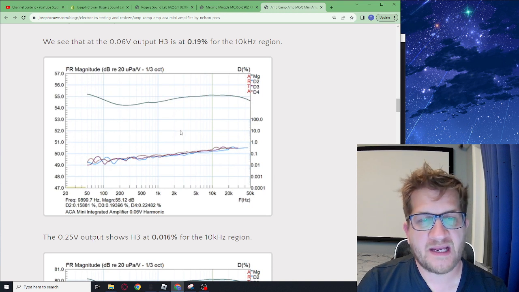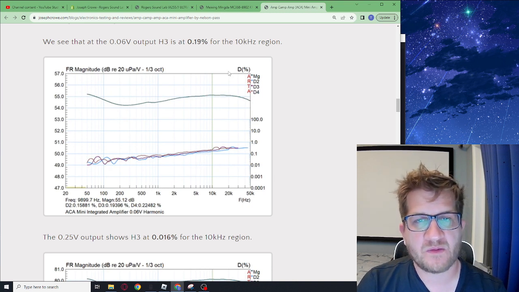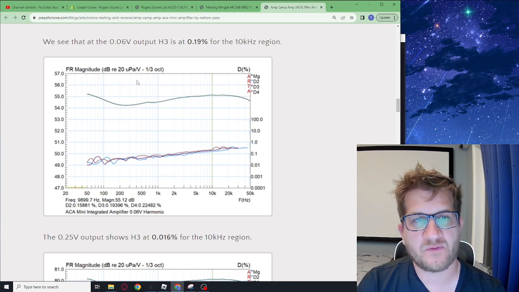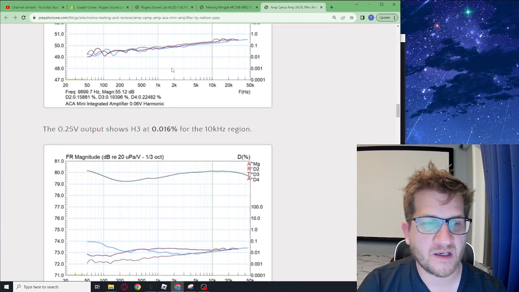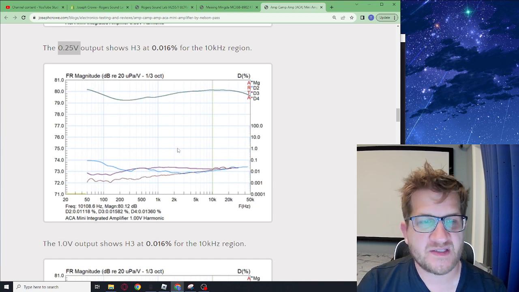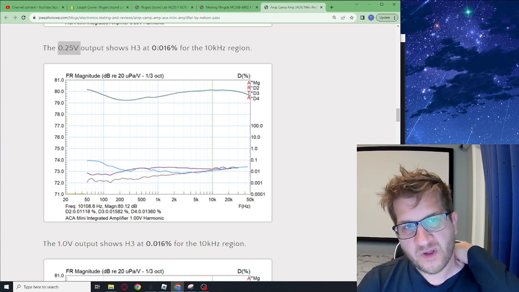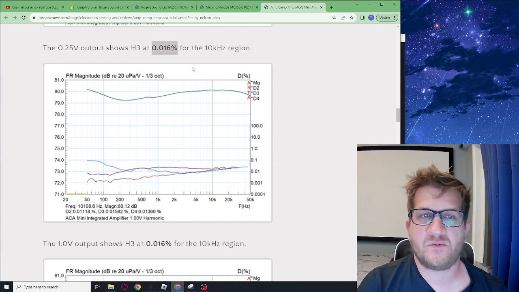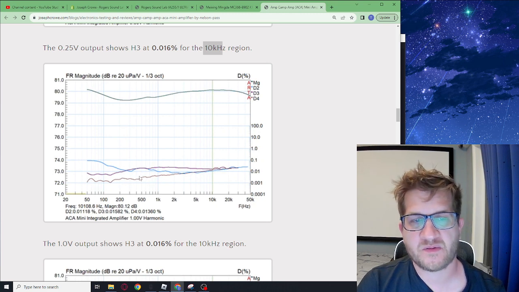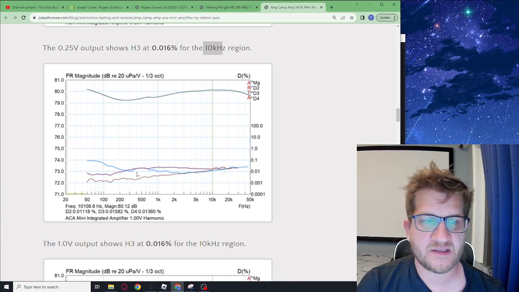Okay, so looking at the test data for harmonic, within the Artist software, it looks at the second, third and fourth harmonics. For the 0.06 output voltage, you can see here that at the 10 kilohertz, we're at around 0.19% distortion for the third harmonic. We increase the output voltage to 0.25 volt. You can see that things improve with the third harmonic at 0.016% for the 10 kilohertz region. Down into the mid-range, we see higher order harmonics doing even better.